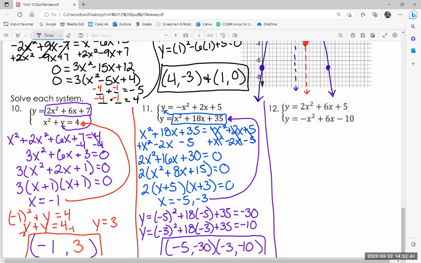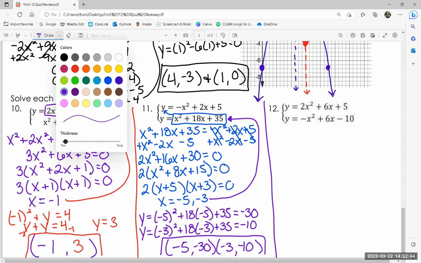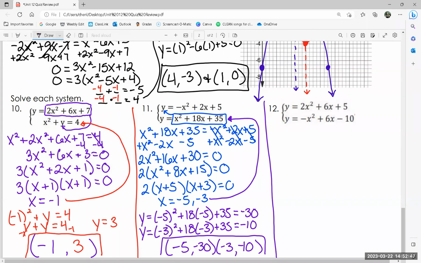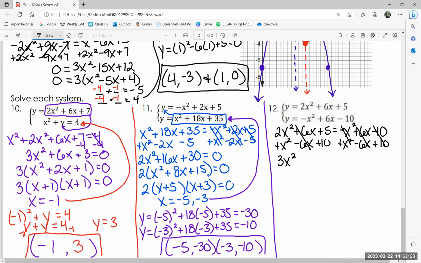Really testing your algebra and factoring skills on this paper. Okay, last question on this paper. We have two quadratics. I'm going to set them equal to each other. So we'll have 2x squared plus 6x plus 5 equals a -x squared plus 6x minus 10. I like to keep my x squareds positive, so I'm going to add x squared to both sides, subtract 6x from both sides, so that's looking like a good sign, and then add 10 to both sides. So we have 3x squared, those actually cancel, 5 plus 10 would be 15 equals 0.